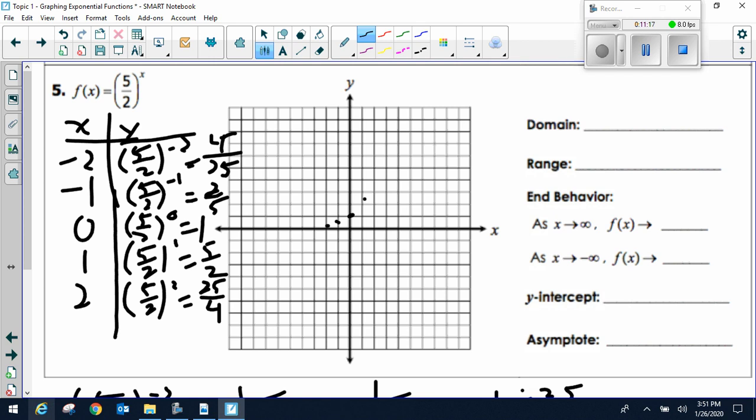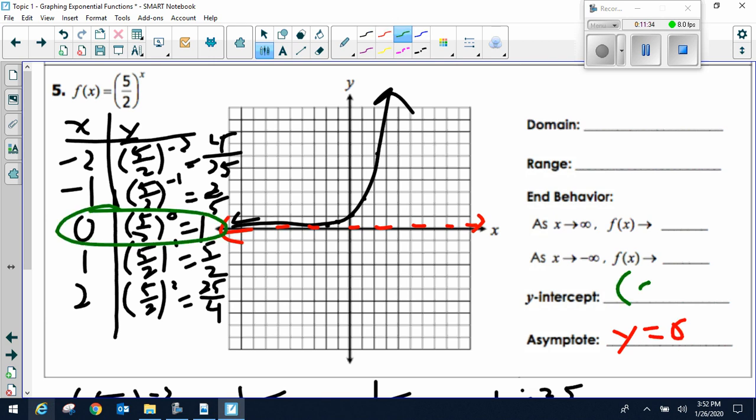Which is 6.25. Which is about right there. And it's going to look something like there. And again, same thing. You get very, very close to 0. You don't touch it. That's my asymptote. My y-intercept is here. 0, 1.